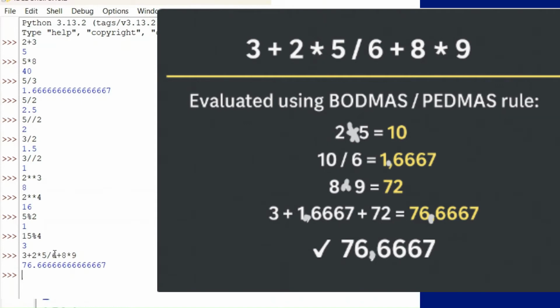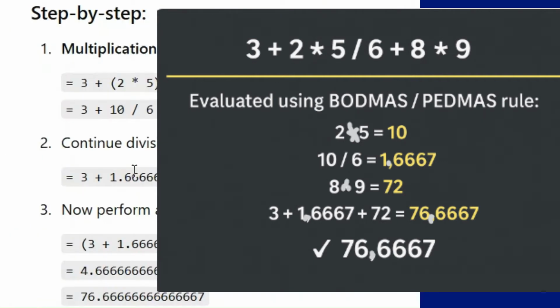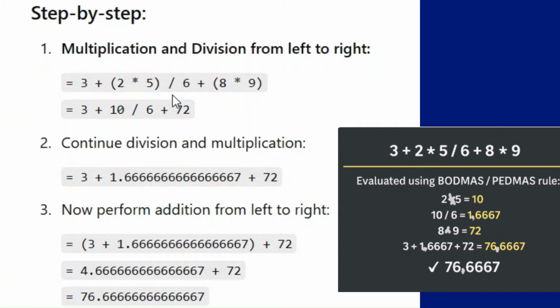First, 2 times 5 equals 10. Then, 10 divided by 6 is equal to 1.666. Next, 8 times 9 equals 72. Now substitute the results back into the expression: 3 + 1.666 + 72. Add them up. 3 + 1.666 is equal to 4.666.